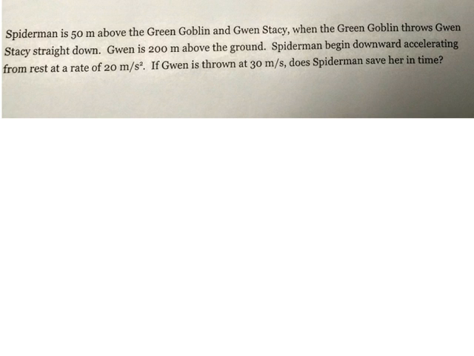So read the problem. Spider-Man is 50 meters above the Green Goblin and Gwen Stacy. When the Green Goblin throws Gwen Stacy down, anyone remember the movie? Alright, I guess he technically drops her, but Gwen is 200 meters above the ground. Spider-Man begins downward accelerating from rest at a rate of 20 meters per second squared. If Gwen is originally thrown at 30 meters per second, does Spider-Man save her in time?